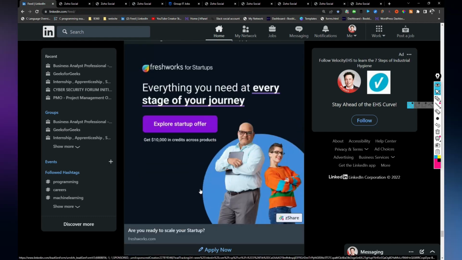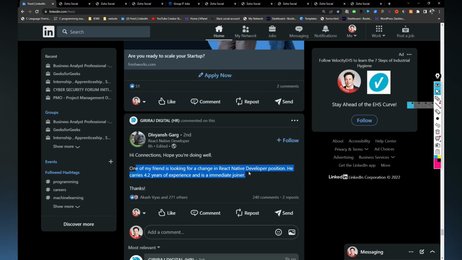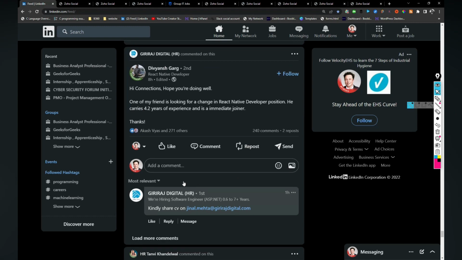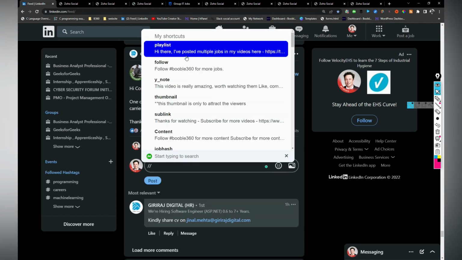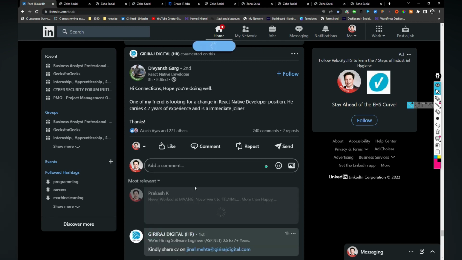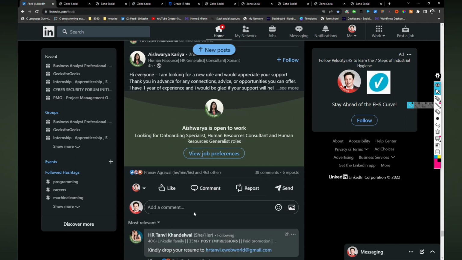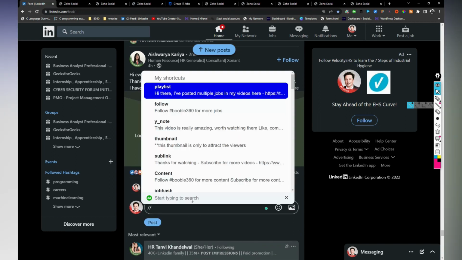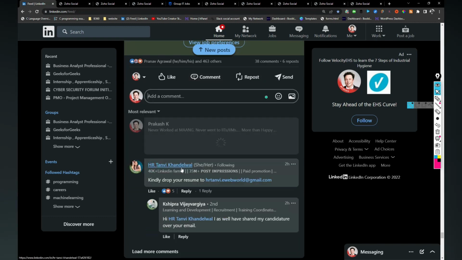And keeping that aside, this person is looking for React Native developer position, and Giriraj Digital is hiring for these roles. I have shared it. This person is looking for onboarding specialist human resources consultant roles. I have shared these jobs. Let's click on it.